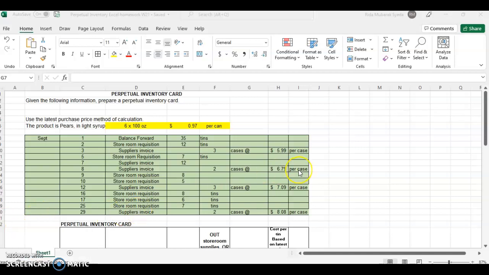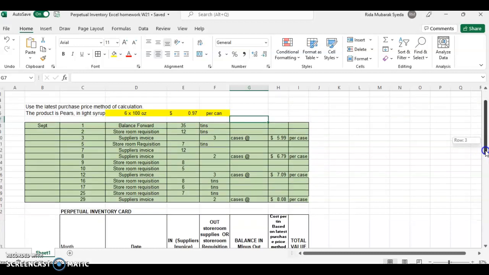Everyone. So today we will be doing a perpetual inventory card. We'll be going through the inventory, and I'll be introducing you to some new formulas, rounding formulas. So let's get started. First off, we have here September 1st, balance forward of 35 tins.